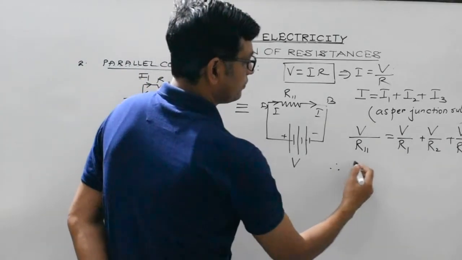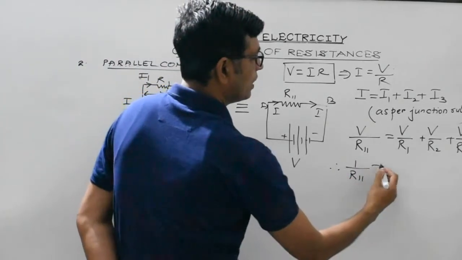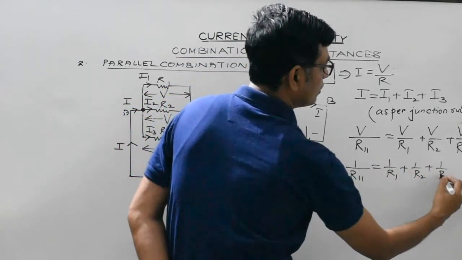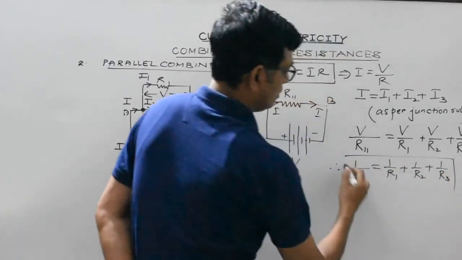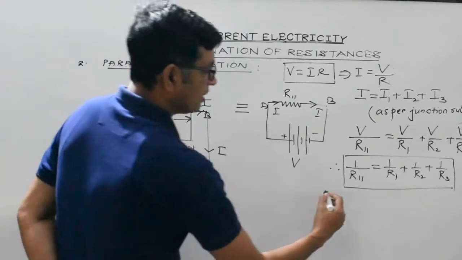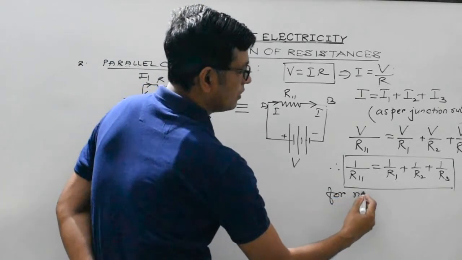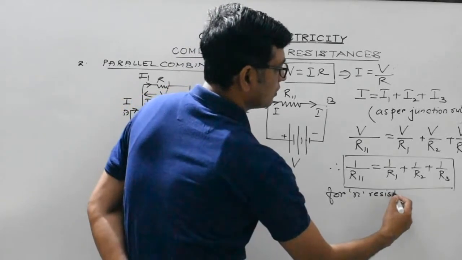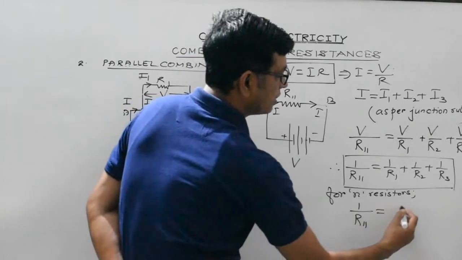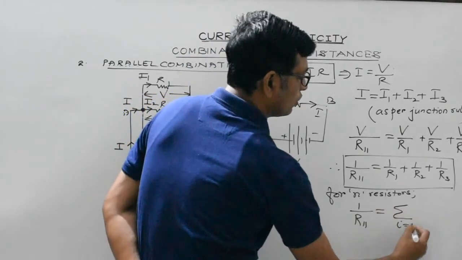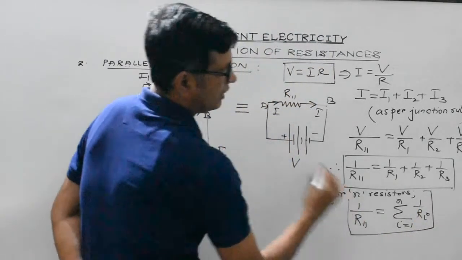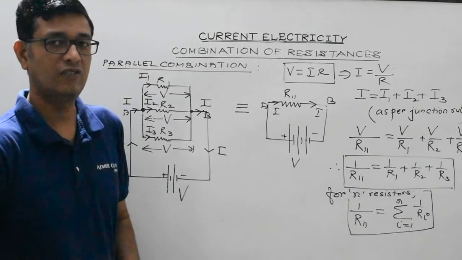So therefore, it can be rewritten as 1 by R parallel is equal to 1 by R1 plus 1 by R2 plus 1 by R3. Right, students? So for n resistors connected in parallel, we can generalize this result. It may be written as summation i equals 1 to n of 1 by Ri. So you can write the result in this manner as well, right?